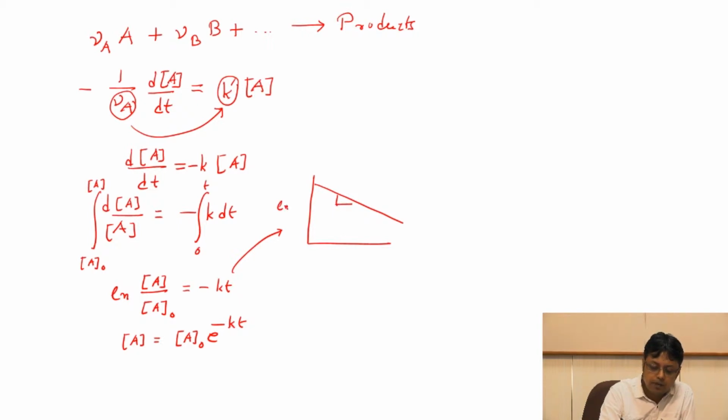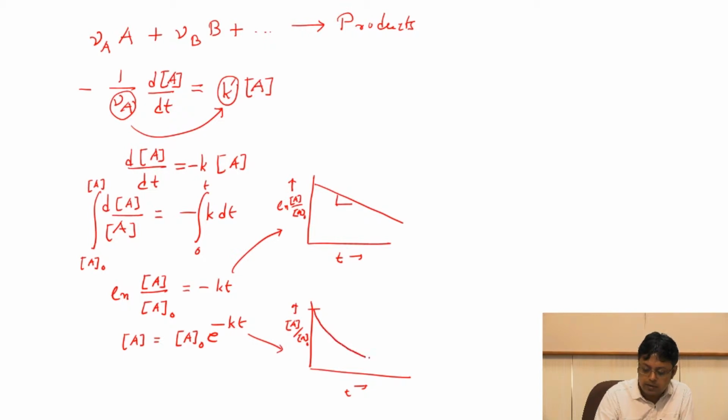So this is a plot of ln A by A0 versus t. If you had plotted the other way, say A by A0 versus t, that's the exponential plot. Initially at time 0 it will be 1, and then it decreases exponentially with time. Now you can ask, what is the time at which the concentration drops to half of its initial concentration? That we call the half-life.